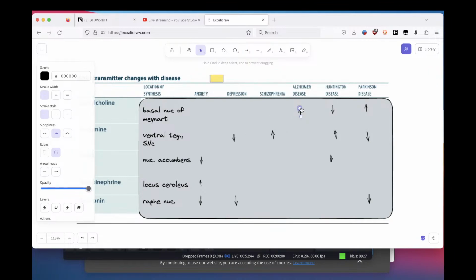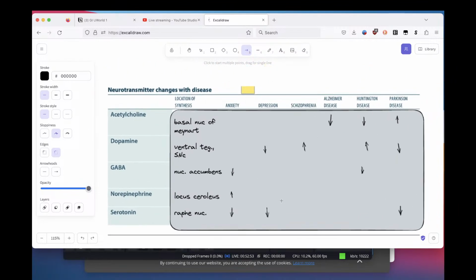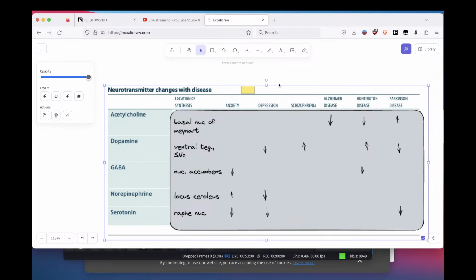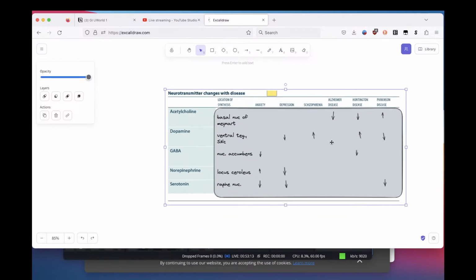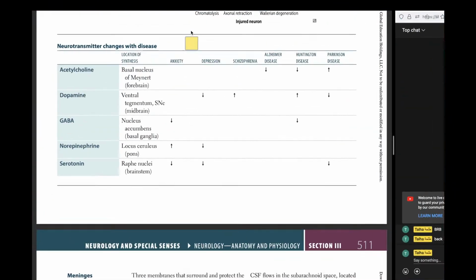Let's change this first. It's down. Okay, next, GABA, no, norepi is down in depression. Okay, depression, everything is down. And let's just read through it one more time.